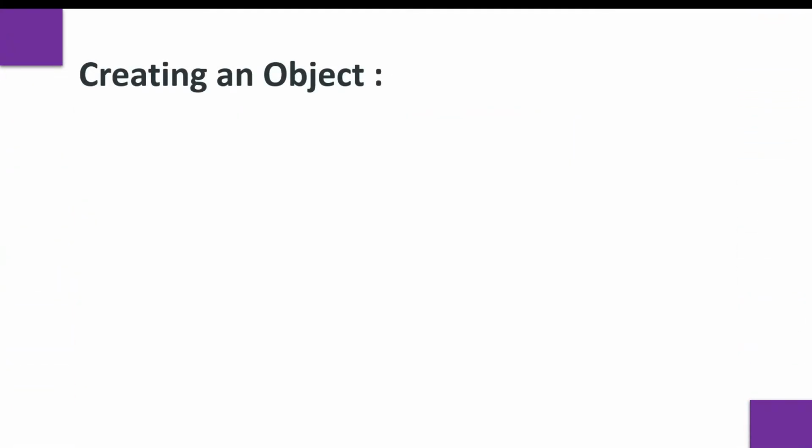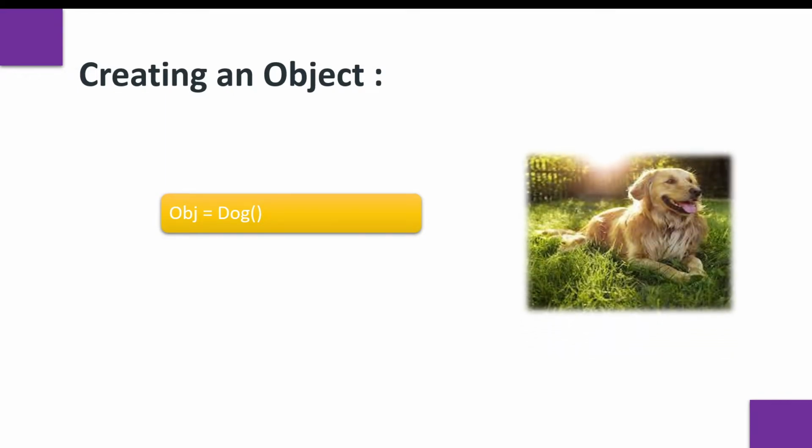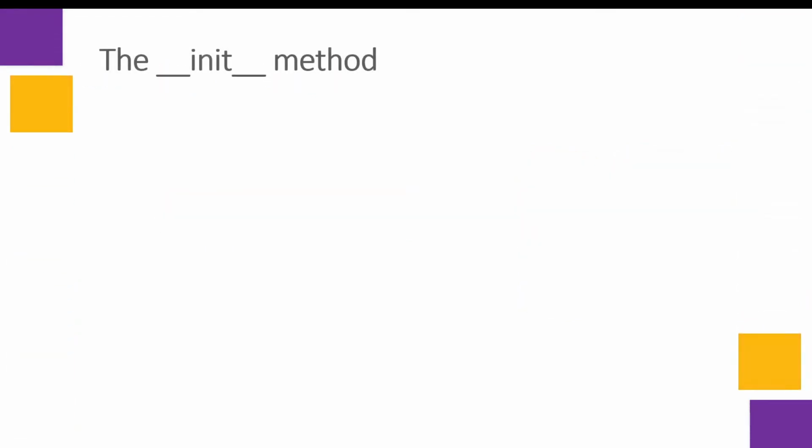Okay, let's see how to create an object. It's very simple. You write the object name is equals to the class name, round brackets. Okay, instead of obj, you can give any name. Okay, I can write Jimmy is equals to dog, round brackets. Okay, you can give any name. So object name is equals to dog, the class name, round brackets.